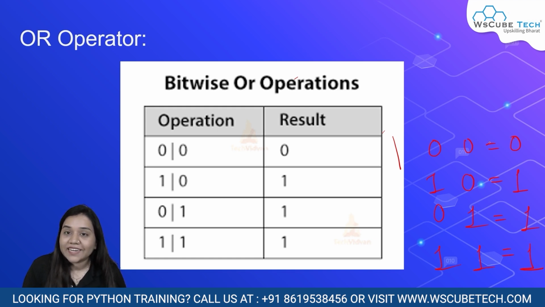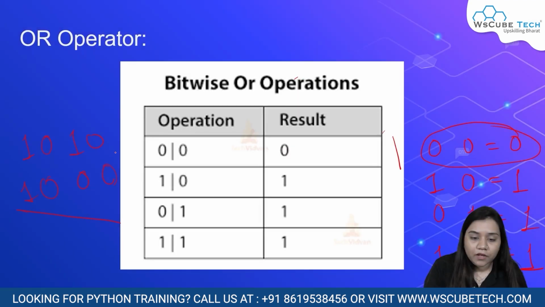So only in the condition of 0 and 0, it gives us 0, but in all the other conditions, it gives us 1. Let's solve a small problem related to this. I'm considering the same example over here. Let's say I'll be writing 1 0 1 0, which is the binary of 10, and I'll be writing 1 0 0 0 over here, which is the binary of our number 8.